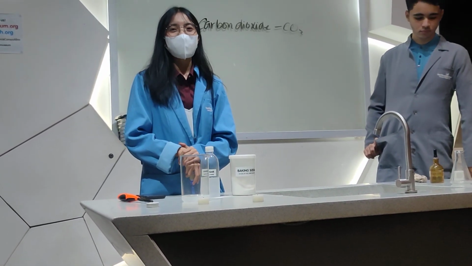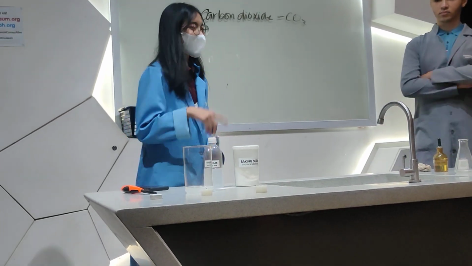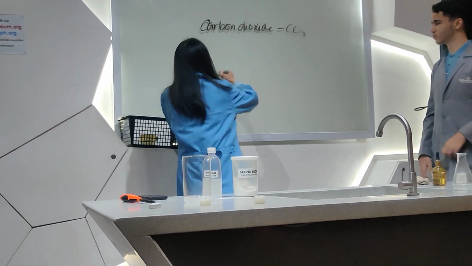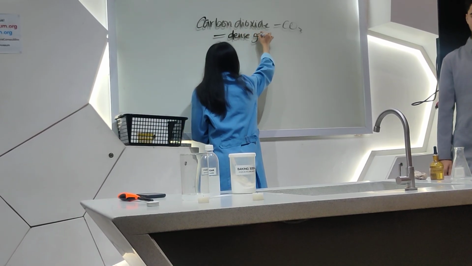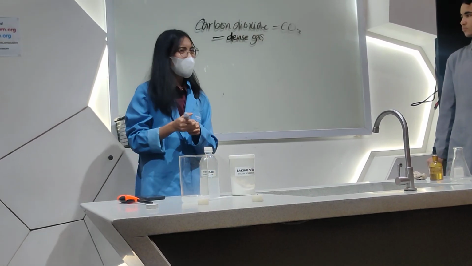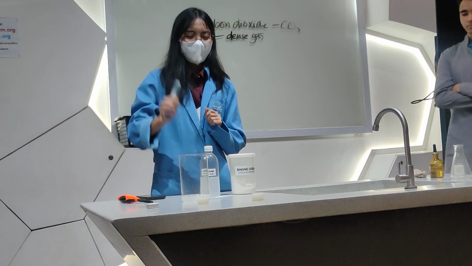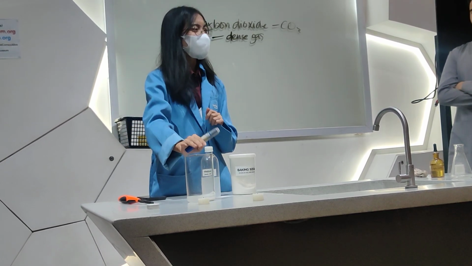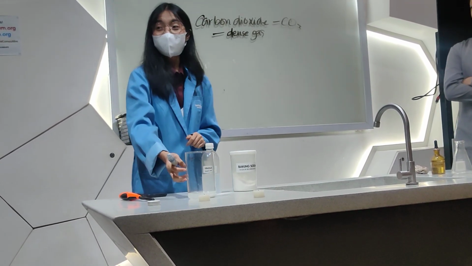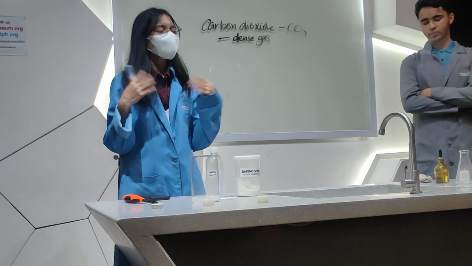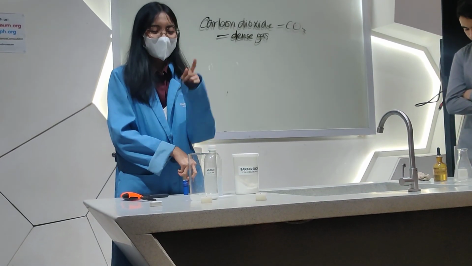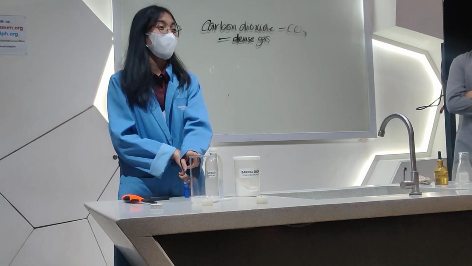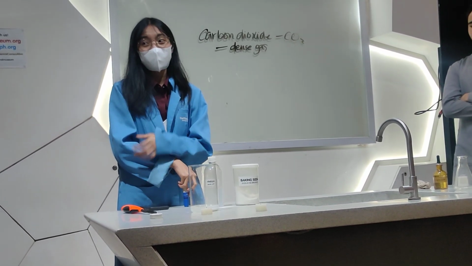Carbon dioxide has many properties, and one of them is that carbon dioxide is a dense gas, or a heavy gas. That's why it settles inside our beaker. It just stays inside. And again, carbon dioxide is an invisible gas, that's why we didn't see it inside, because carbon dioxide is invisible, right?